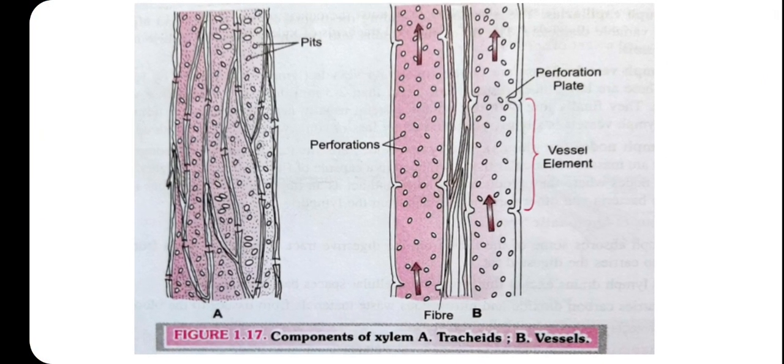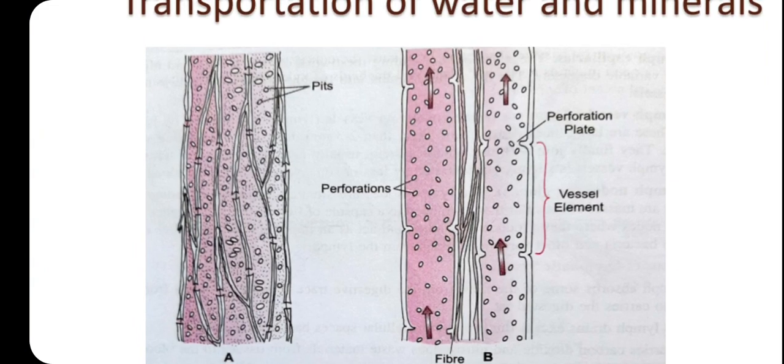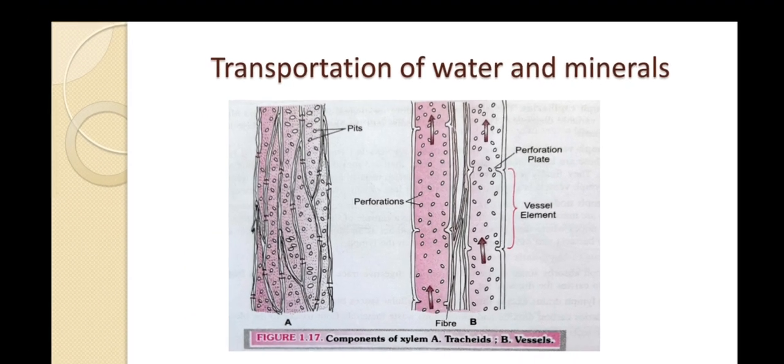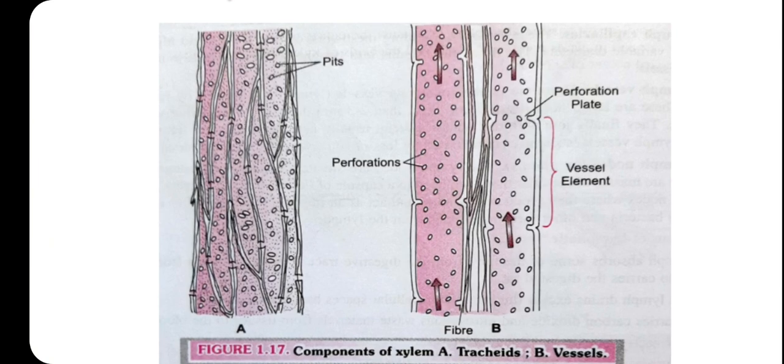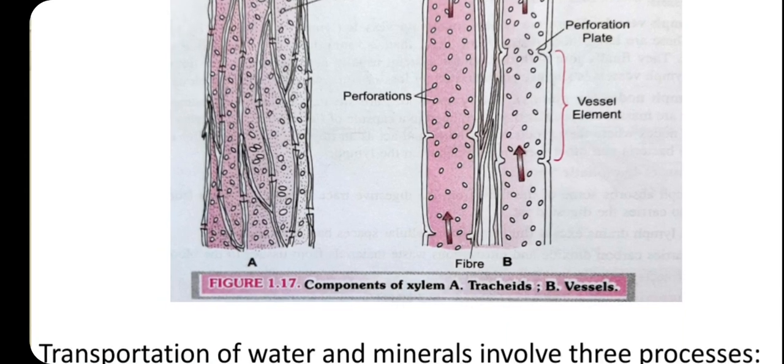If you look at the vessels, vessels are long tubes made up of a series of cells. They have vessel elements, and they also have small holes to pass the water from the lower part to the higher part, which are called perforations. So the names are different. In the tracheids the holes are called pits, and in the vessels the holes are called perforations.